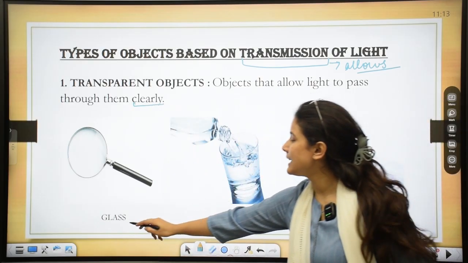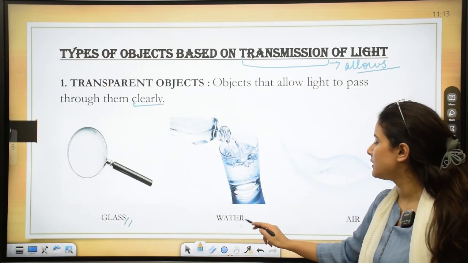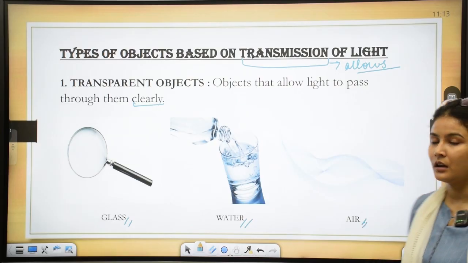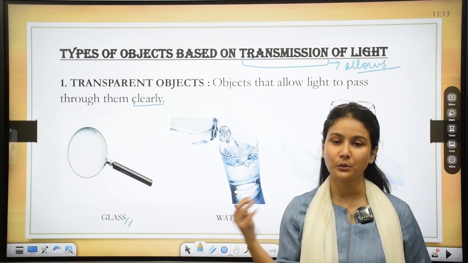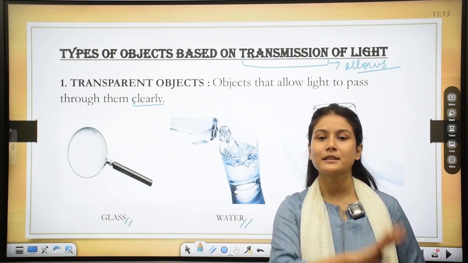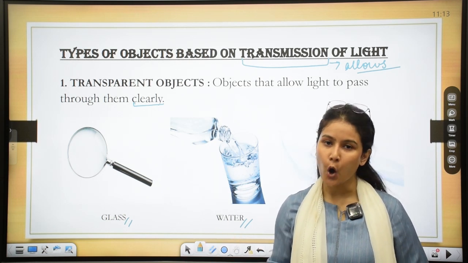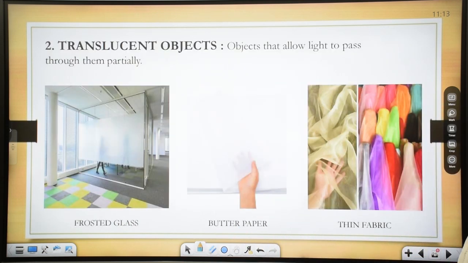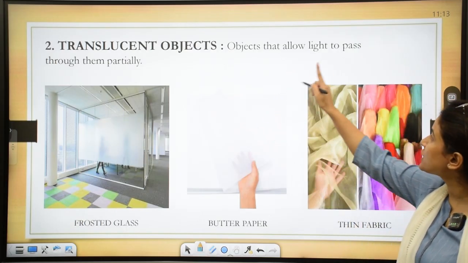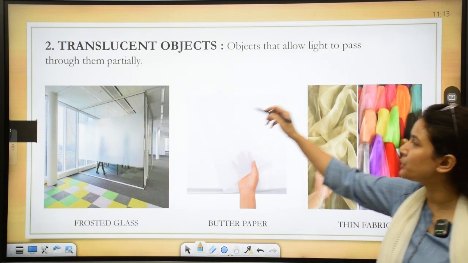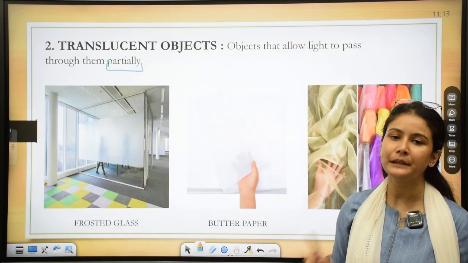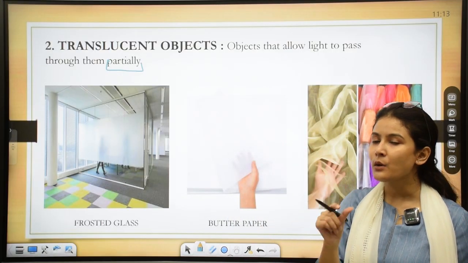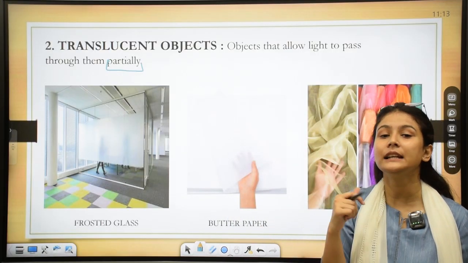First one is glass. Second is water. Third is air. Now right now, between the camera and me, there is air. You can see me clearly. Why? Because air is a transparent object. Next, translucent objects. Objects that allow light to pass through them partially. Partially means not completely. It allows light to pass a little bit.